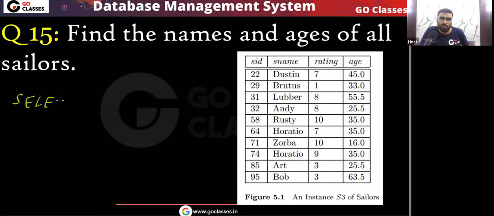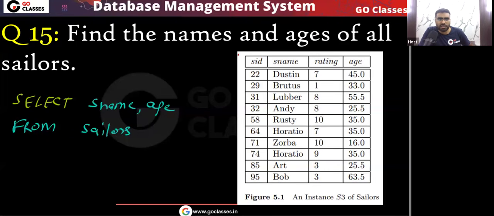Select. Which attributes do I want? I want S.name and S.age. These attributes I want from the sellers table. So tell me, if I run this query on this table, how many tuples will be there in the output? Will duplicates be removed or not? Let me know.